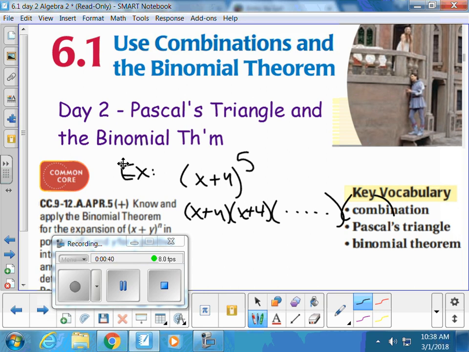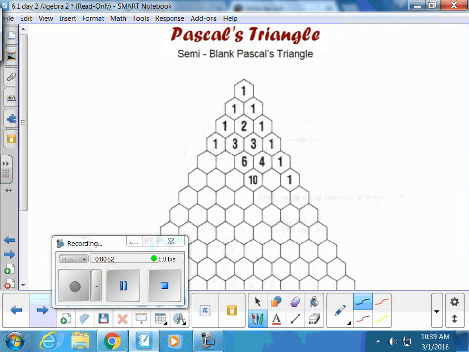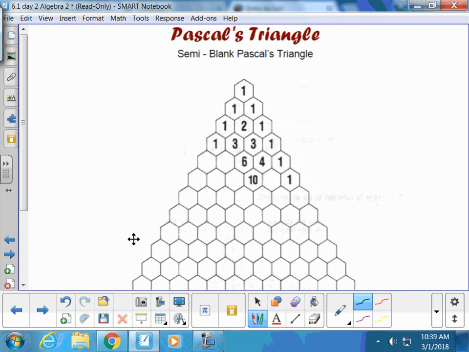We have a shortcut for you today called the binomial theorem that allows you to get the answer much more quickly. Okay? And who's excited for shortcuts? Yeah! Woo! All right, so let's start with our Pascal's triangle.